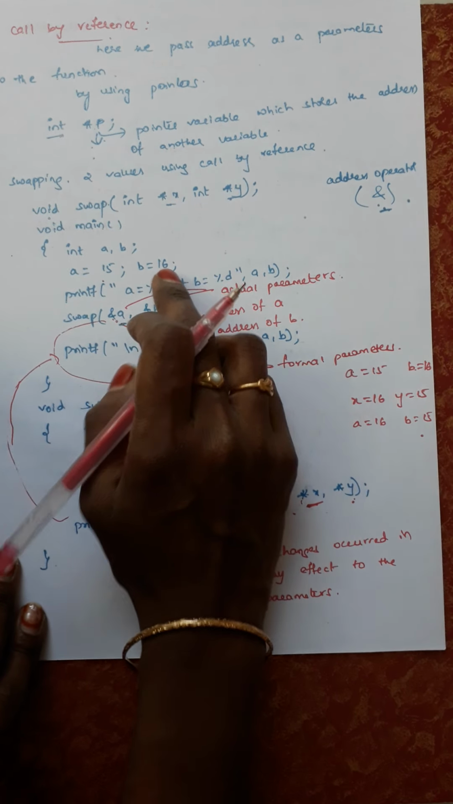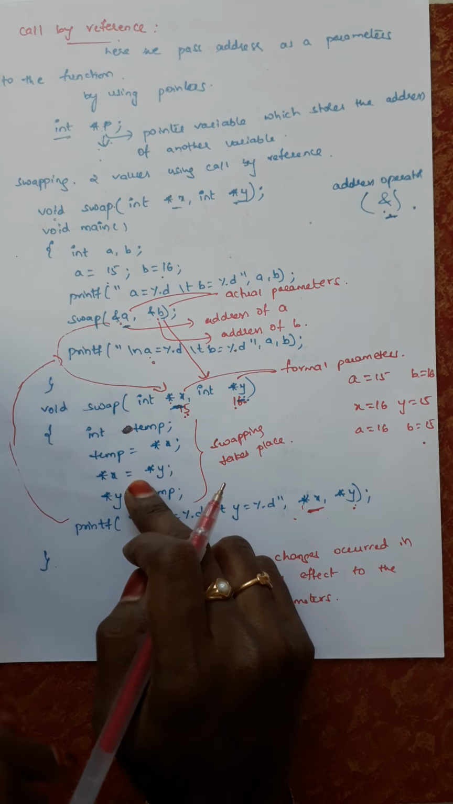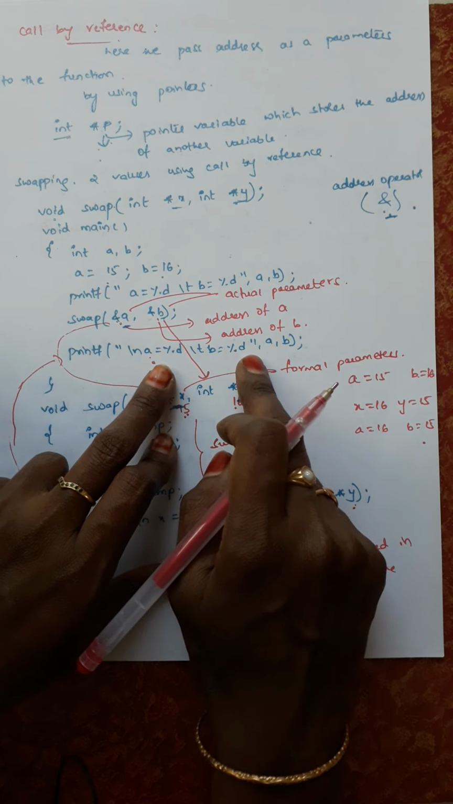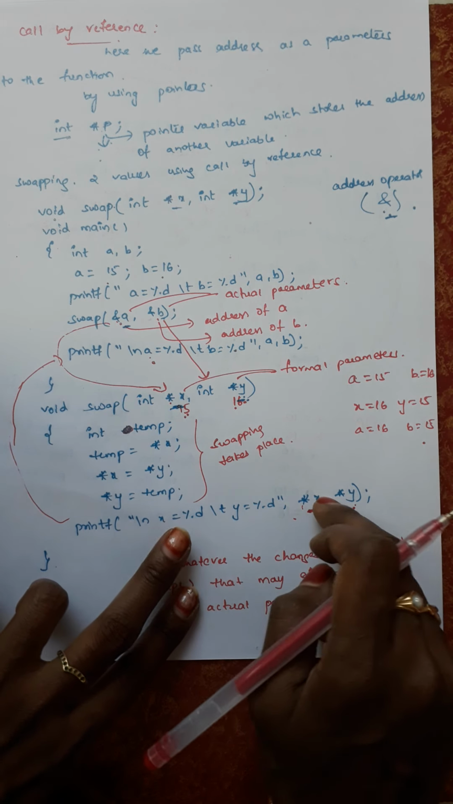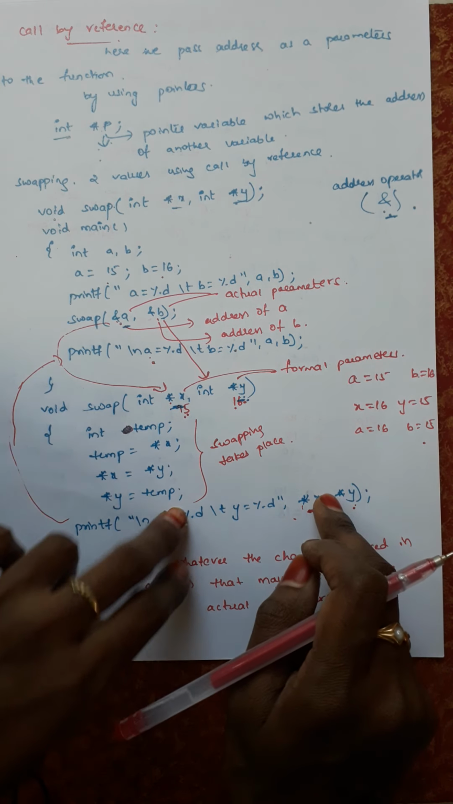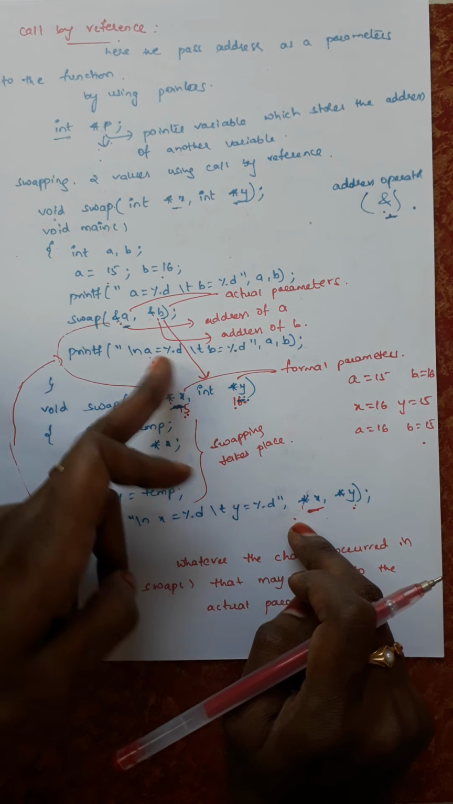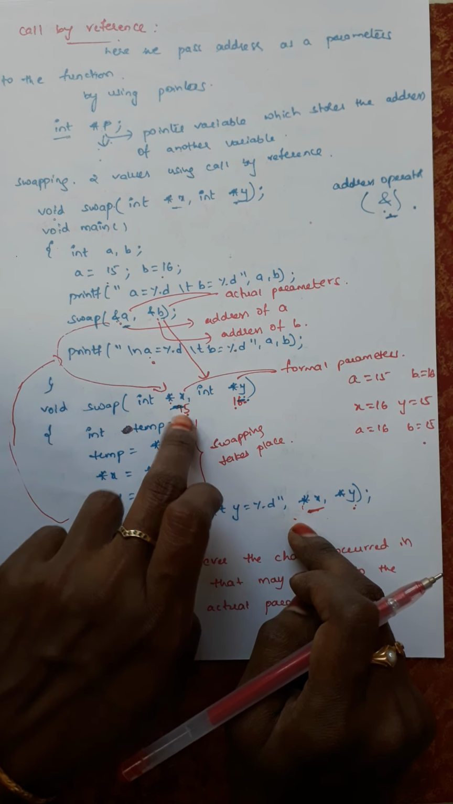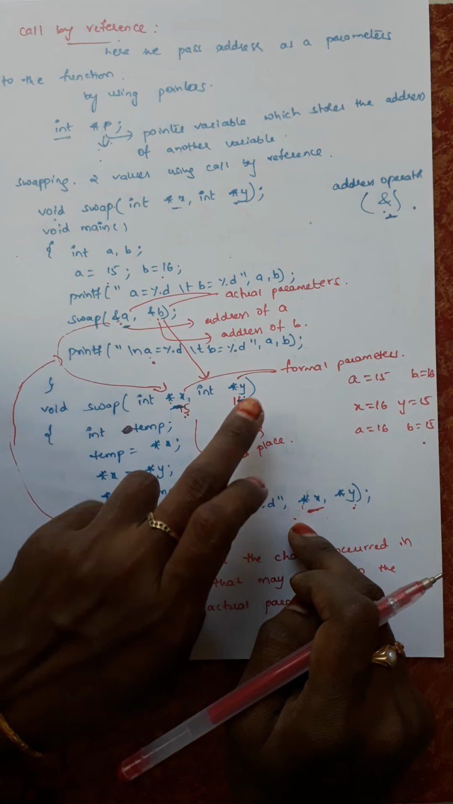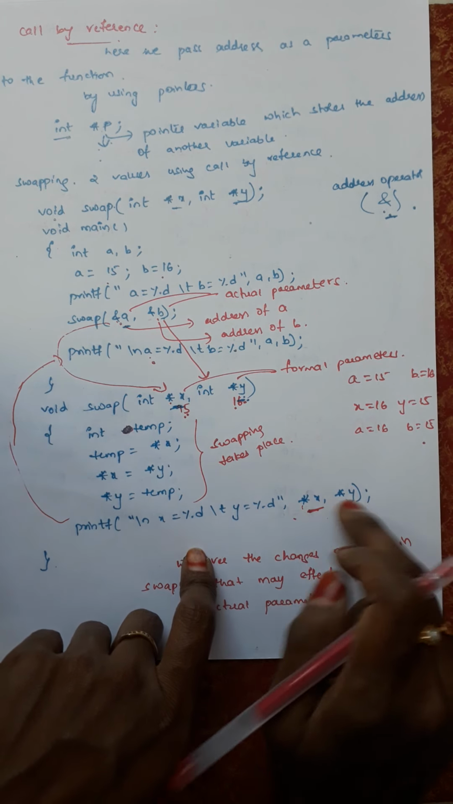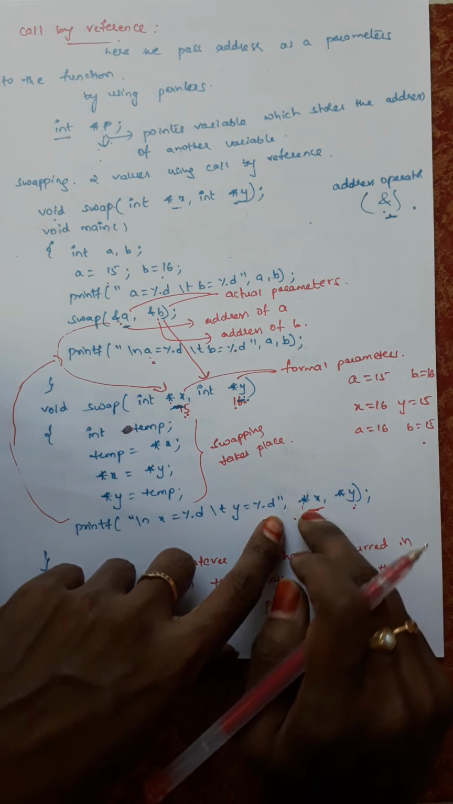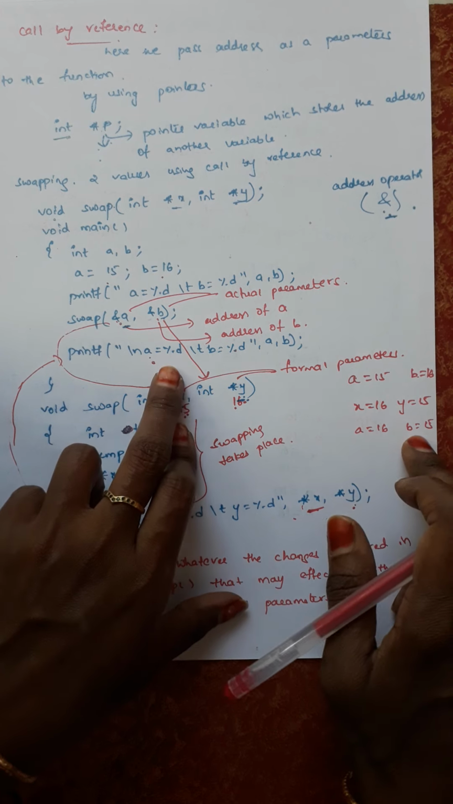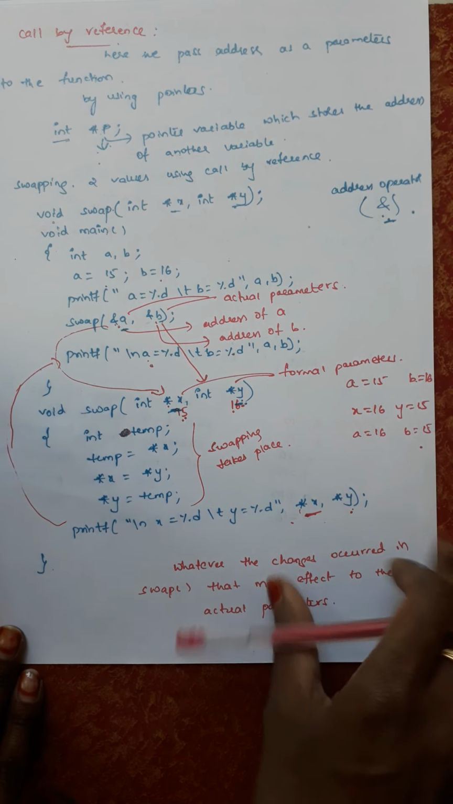Whatever changes occurred here affected the a and b values. Initially what is the a value? 15 and 16. After passing the address to the function, whatever changes occurred here will affect the original values. Why? Because we are sending the address. Whatever changes are done here will be stored in that address. Both have the same address. What is it receiving? The a address. What is it receiving? The b address. So if you change the x value and y value here, that value is stored in a and this value is stored in b. So automatically they affect a and b, the original values. So that is call by reference.